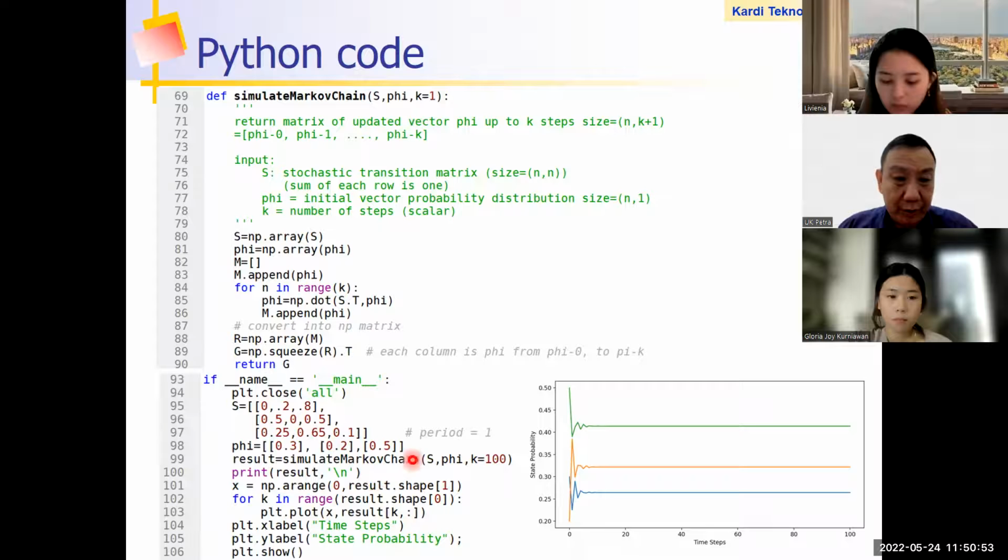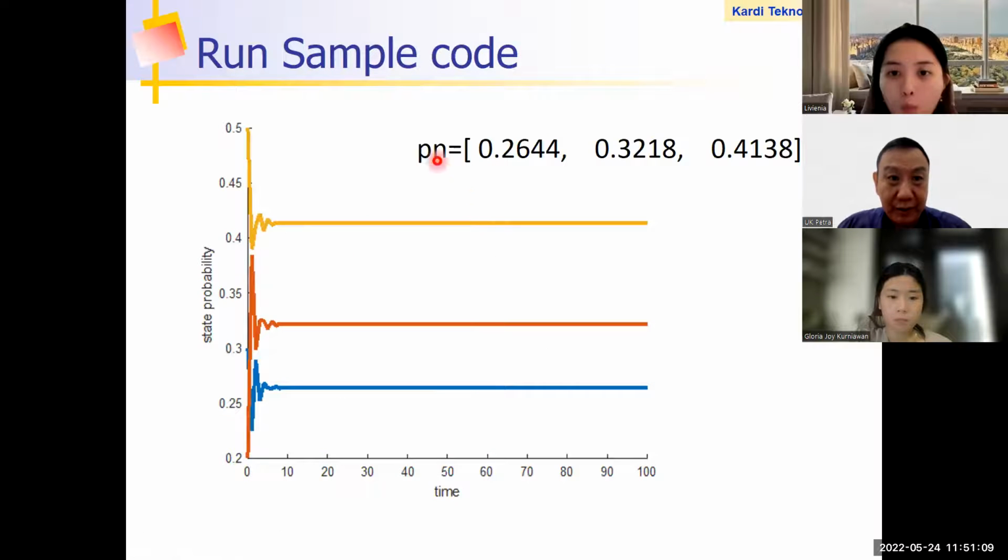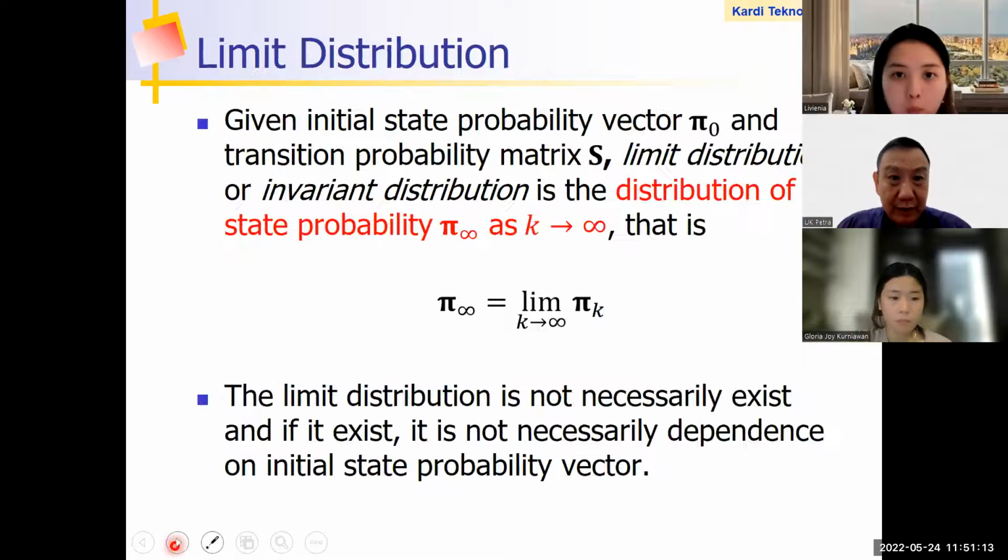Once you make this, you can change the stochastic matrix and the pi. Try to make this, and then you try to practice. This is an example of the run.